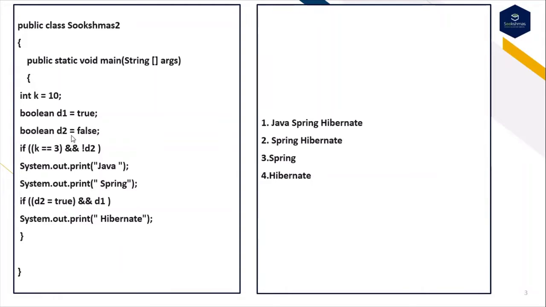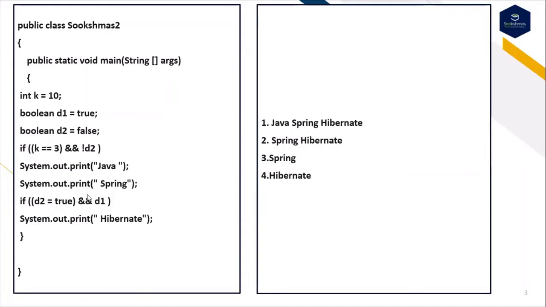And what is the d2 value? The d2 value here is false, correct? And what will happen here? d2 is false, but what we are doing here is assigning true to d2. The initial value of d2 is false, then you are assigning true to d2, then it becomes true.